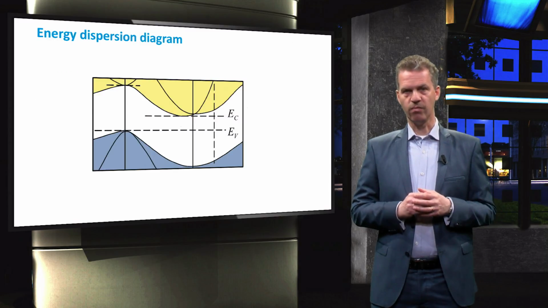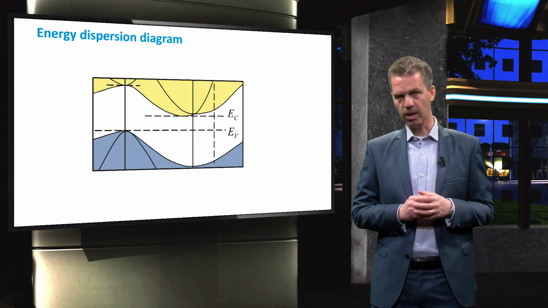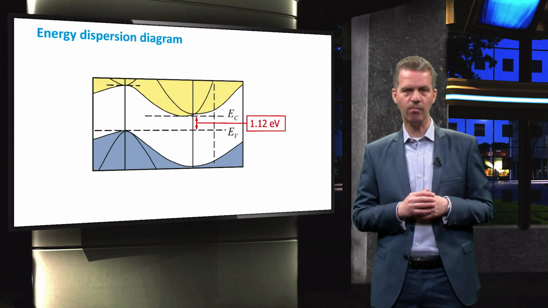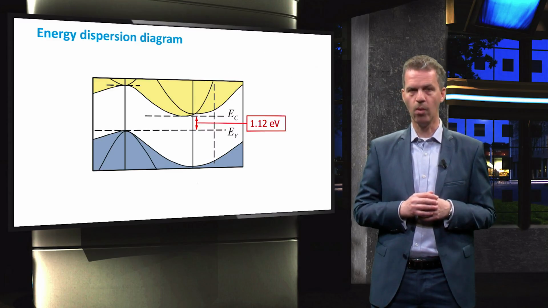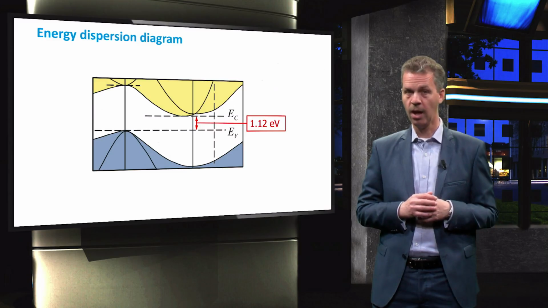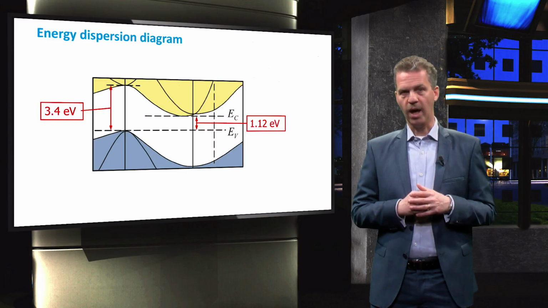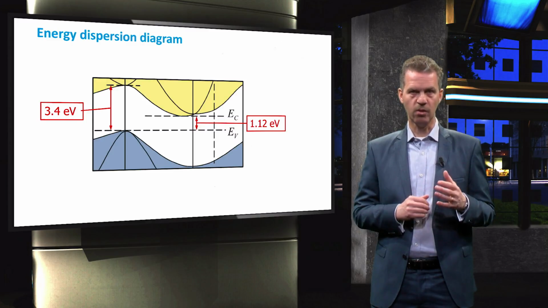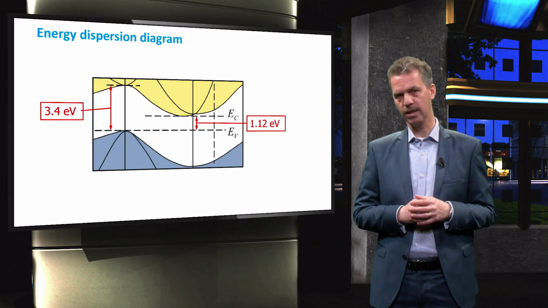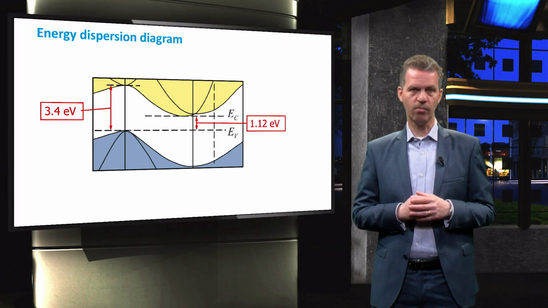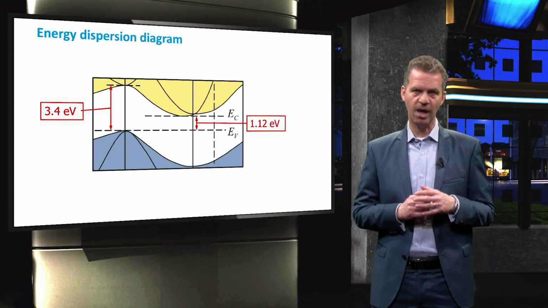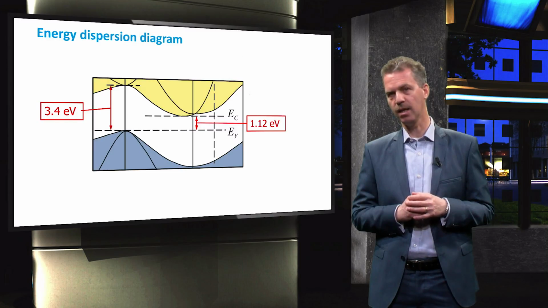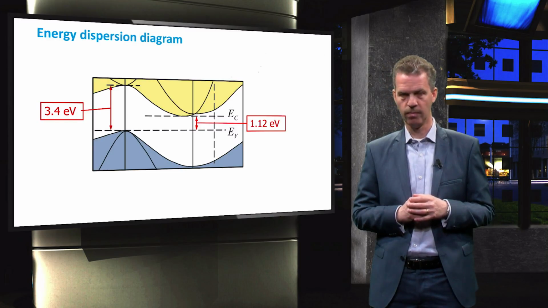If we look at the energy difference between the lowest point in the conduction band and the highest point in the valence band, then we find that the indirect band gap of crystalline silicon is 1.12 electron volts. However, silicon also has a direct band gap of 3.4 electron volts that is located at the center point of the reciprocal lattice. This implies that the absorption coefficient of the material is therefore increased by orders of magnitude for photon energies exceeding 3.4 electron volts.